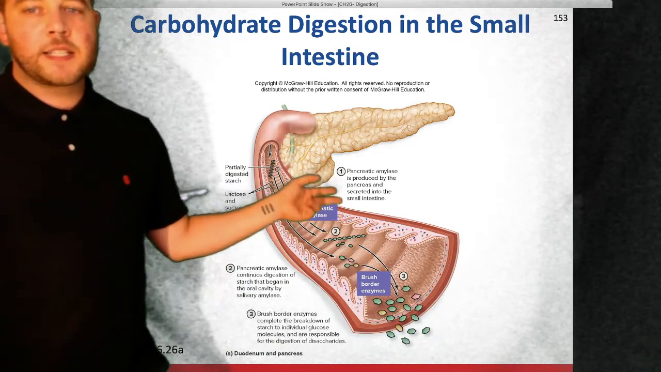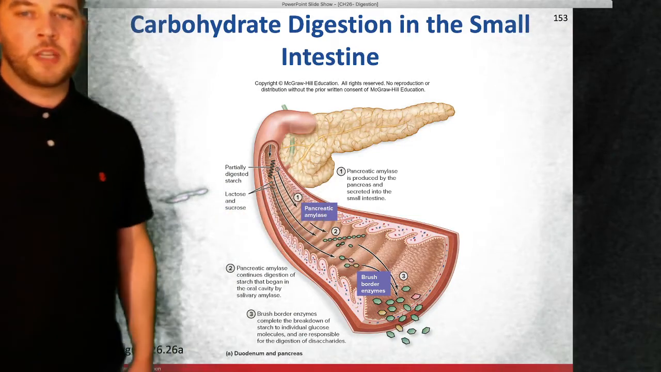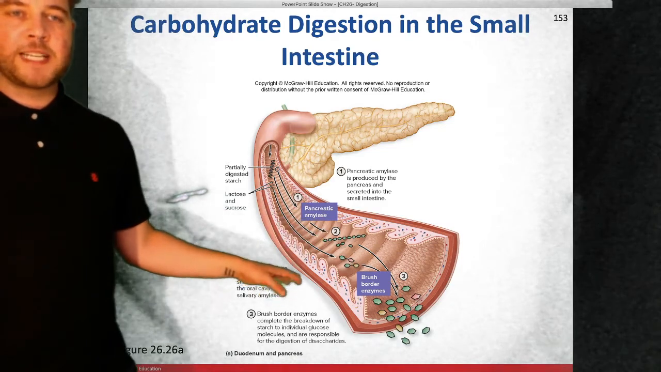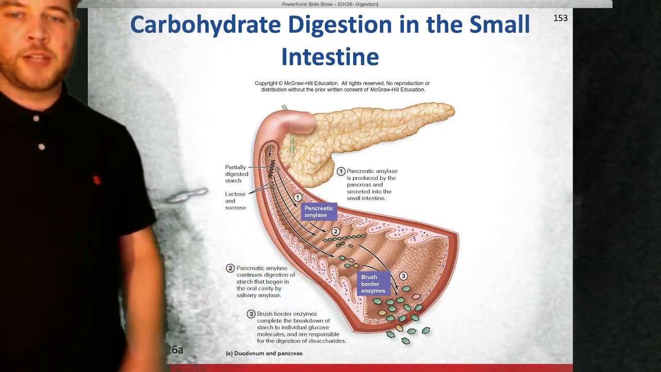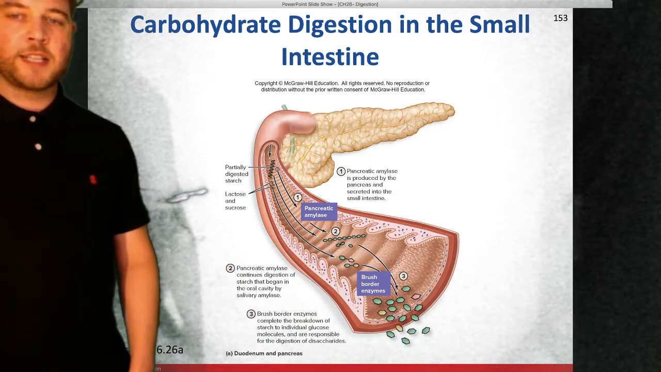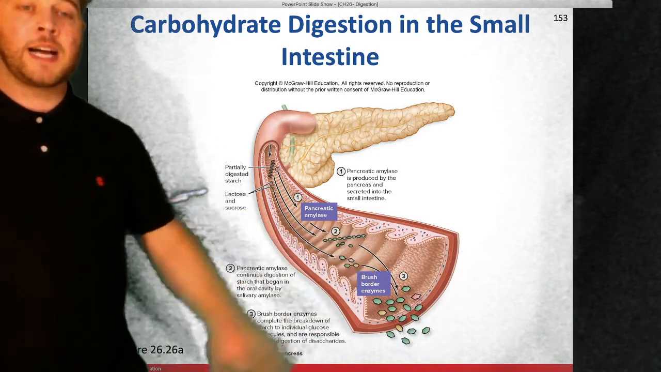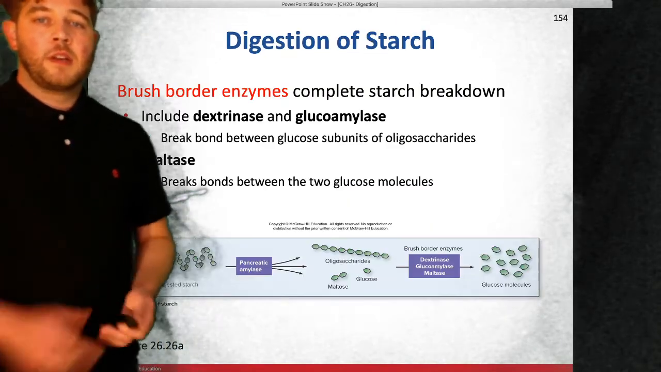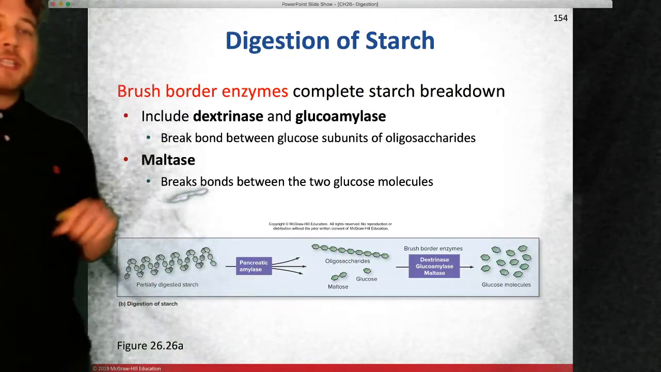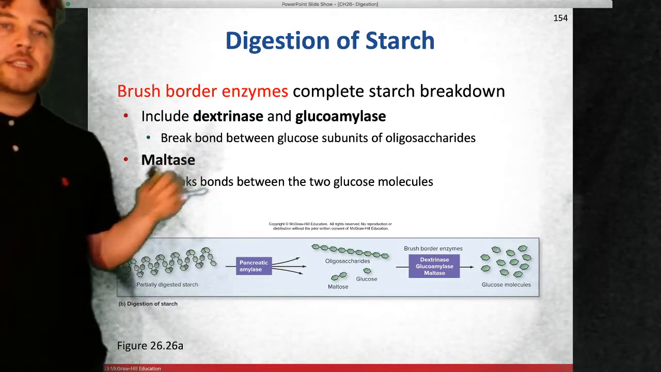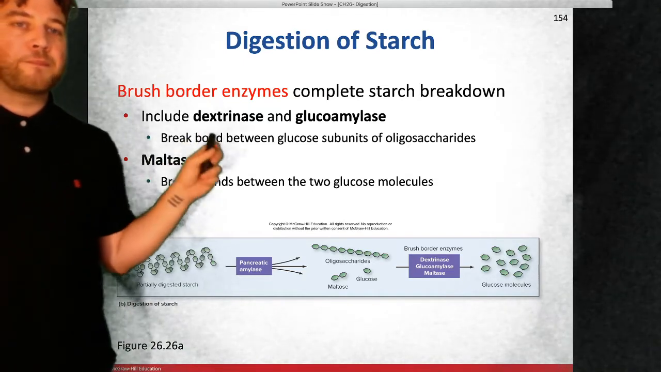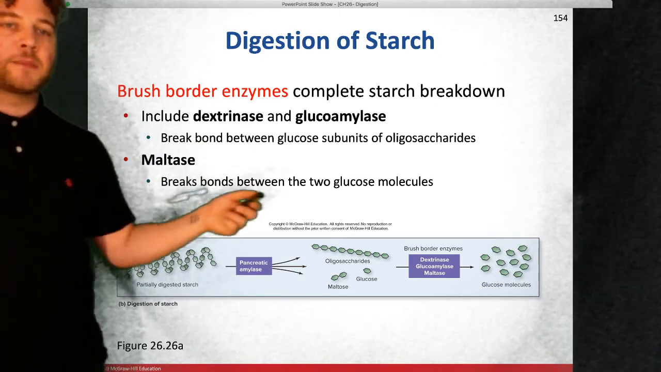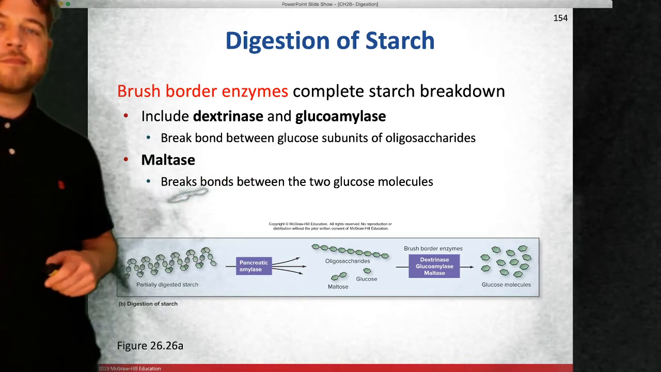The pancreatic amylase breaks them down into smaller starch chains. And then you have brush border enzymes that complete that breakdown into individual molecules of glucose. So remember we said the brush border enzymes from the microvilli on the villi are going to further that breakdown. Brush border enzymes complete that starch breakdown, including dextranase and glucoamylase, that break the bond between glucose subunits of oligosaccharides. Maltase breaks the bonds between two glucose molecules.